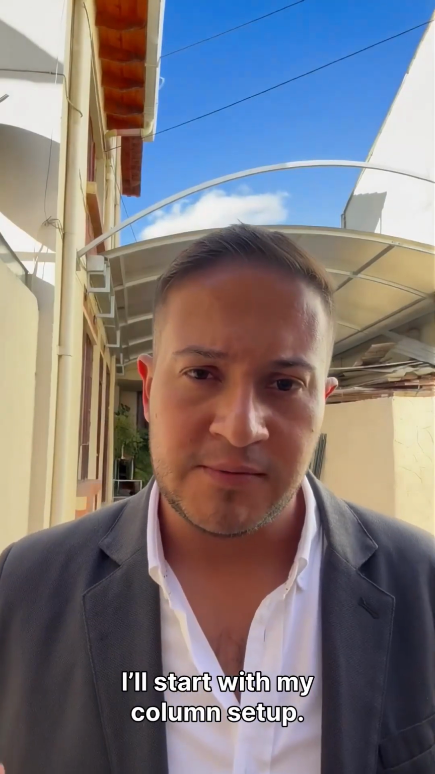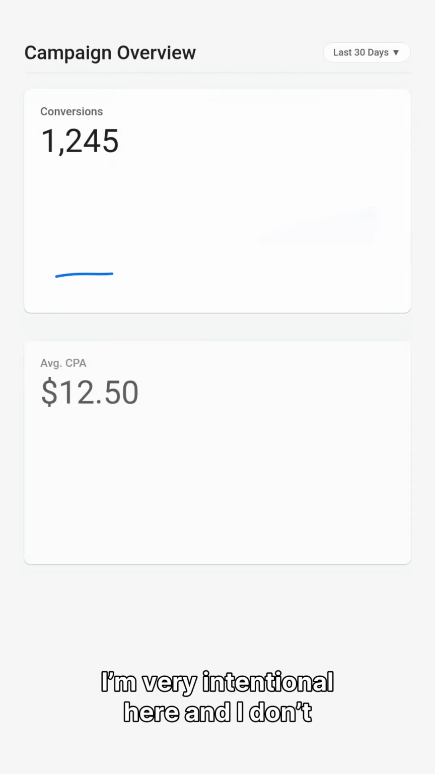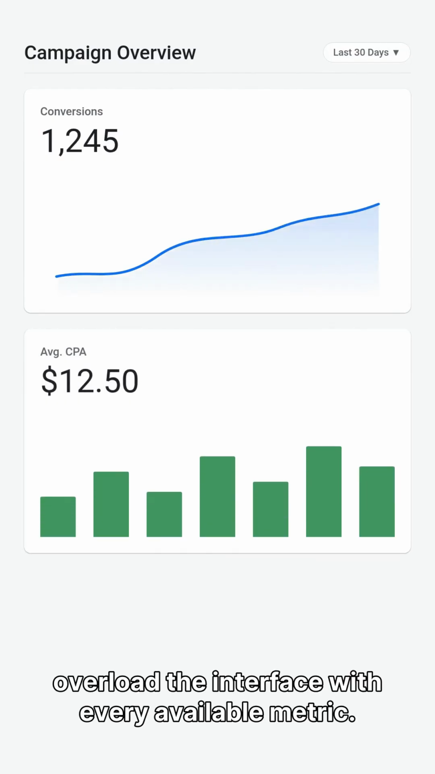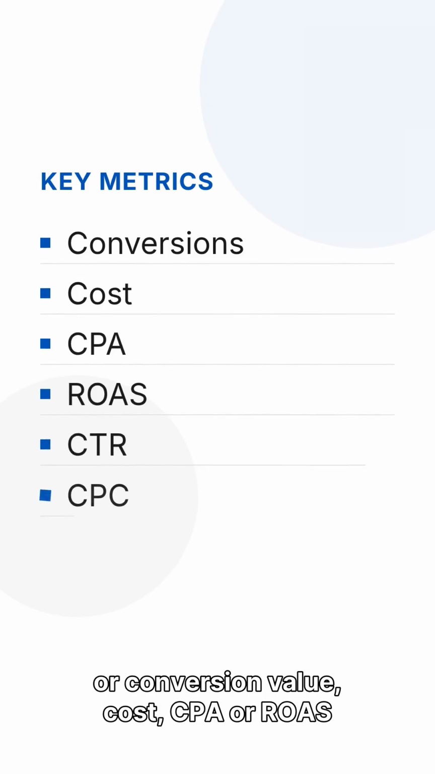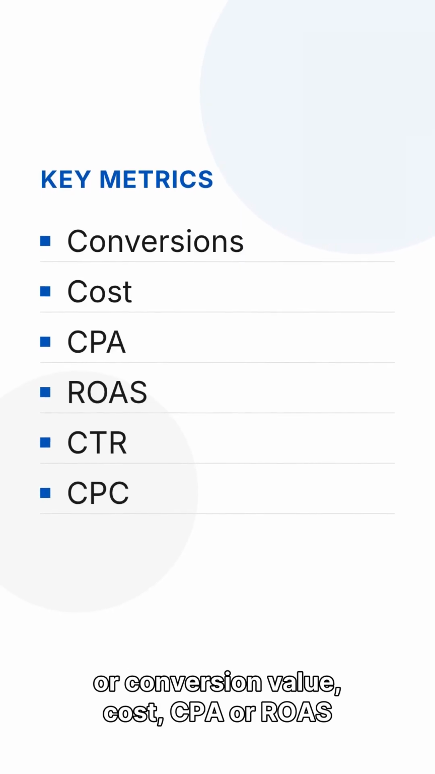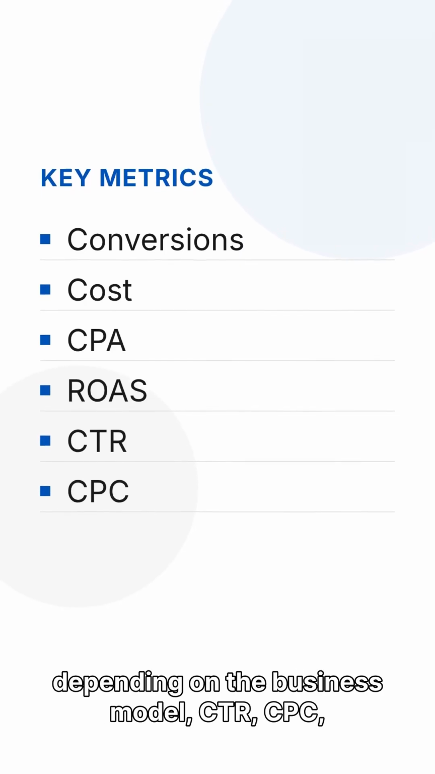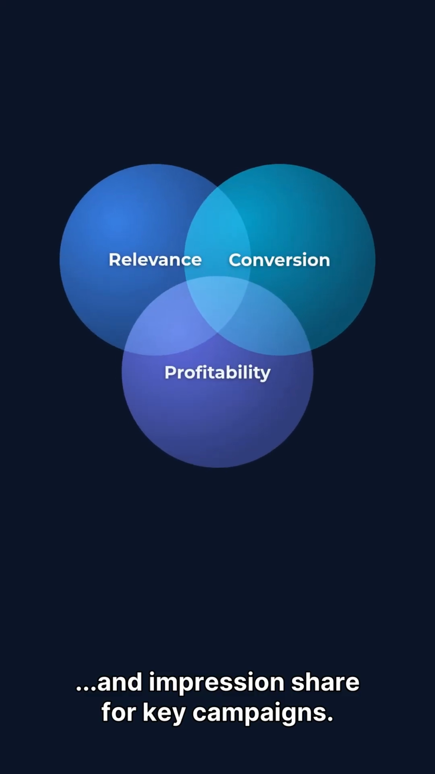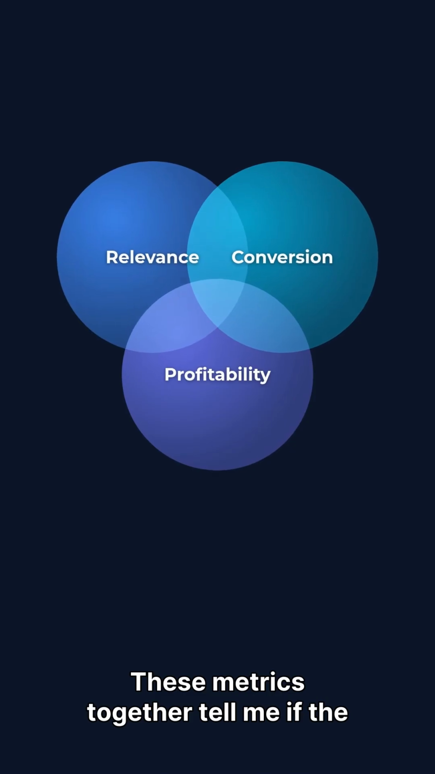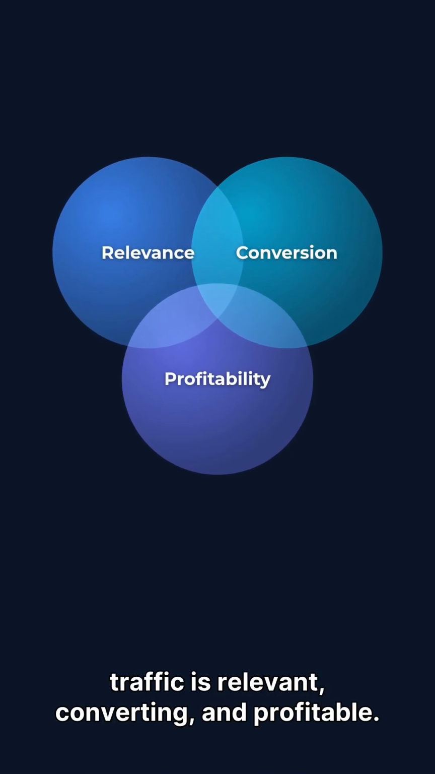I'll start with my column setup. I'm very intentional here, and I don't overload the interface with every available metric. The main metrics I prioritize are conversions or conversion value, cost, CPA or ROAS depending on the business model, CTR, CPC, conversion rate, and impression share for key campaigns. These metrics together tell me if the traffic is relevant, converting, and profitable.